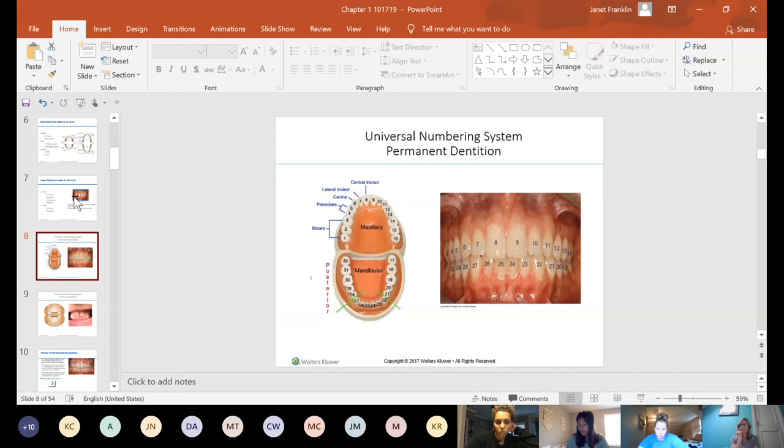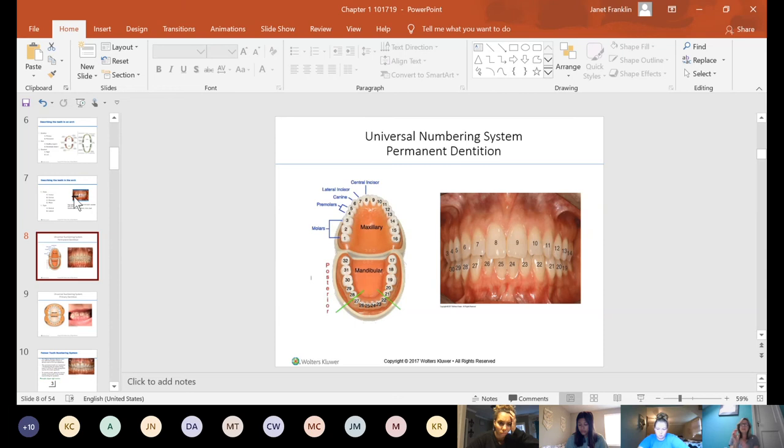There'll be 8 teeth in this quadrant, 8 teeth in this quadrant. And then when we get to tooth number 16, we're going to drop down to the third molar on this side, and that's tooth number 17. And then we're going to continue to count across till we get over to the lower right. The very last tooth is tooth number 32. It is also a third molar.